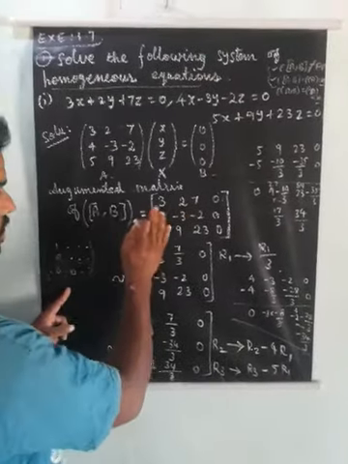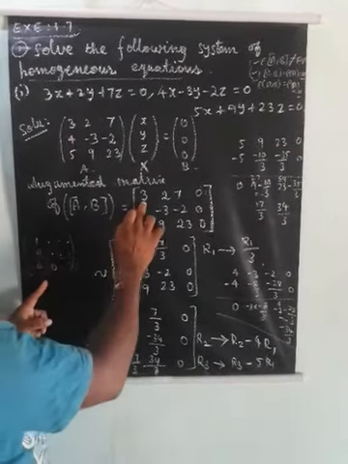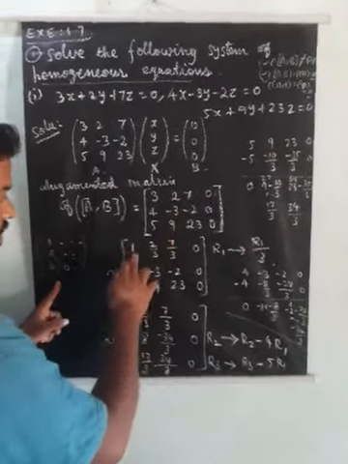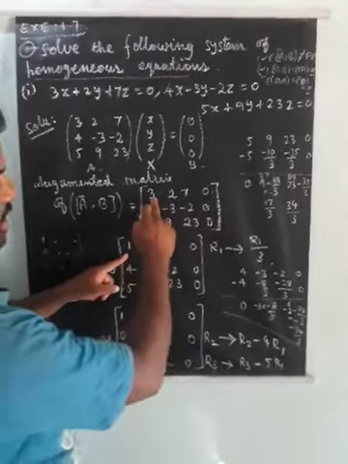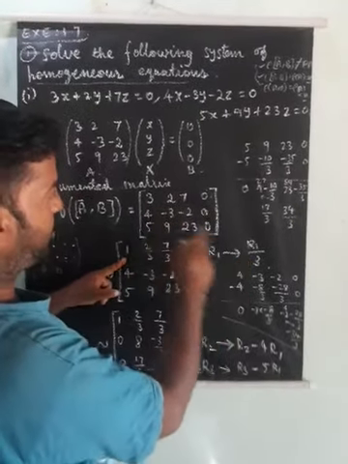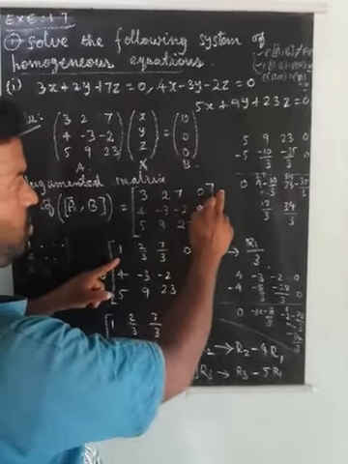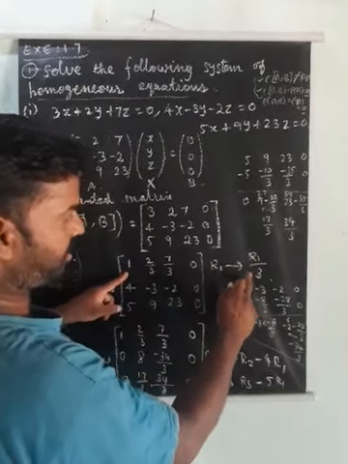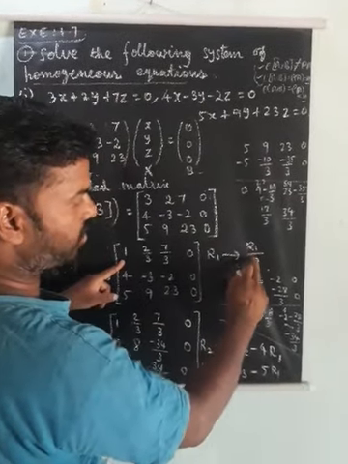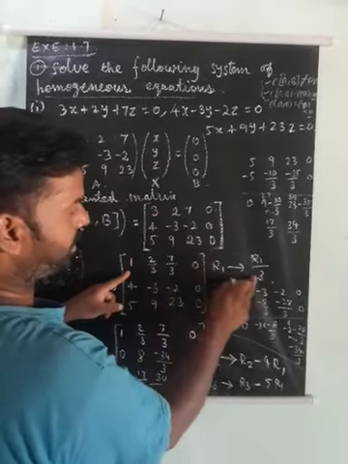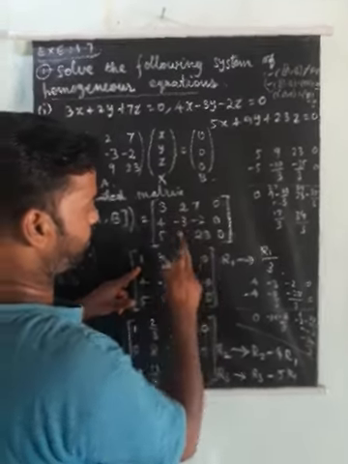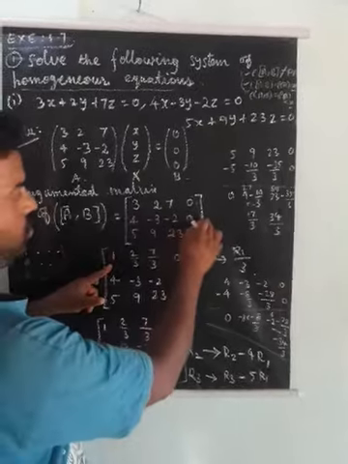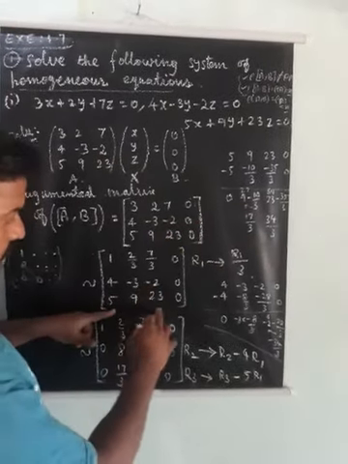So here also we should change to this form. Here 3 is in the first place; if we divide by 3, this place becomes 1. So R1 becomes R1 divided by 3: 3/3 = 1, 2/3, 7/3, 0. The other two rows, row 2 and row 3, we write with the same values.